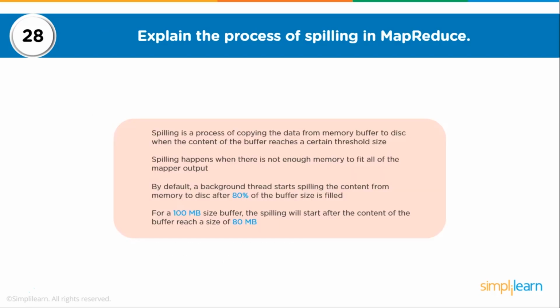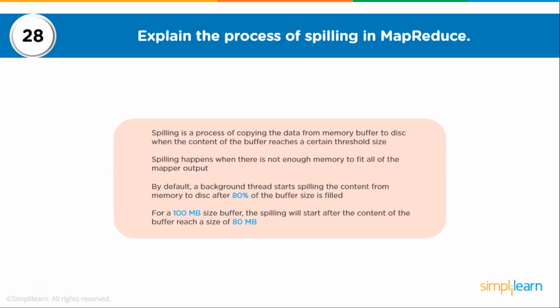What is the process of spilling in MapReduce? What does that mean? So spilling is basically a process of copying the data from memory buffer to disk when obviously the buffer usage reaches a certain threshold. So if there is not enough memory in your buffer, in your memory, then the content which is stored in buffer or memory has to be flushed out. So by default, a background thread starts spilling the content from memory to disk after 80% of buffer size is filled. Now, when is the buffer being used?